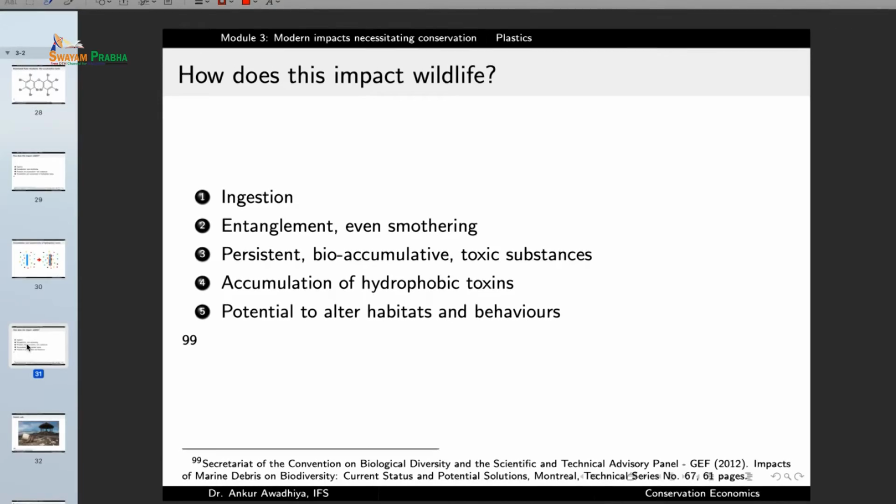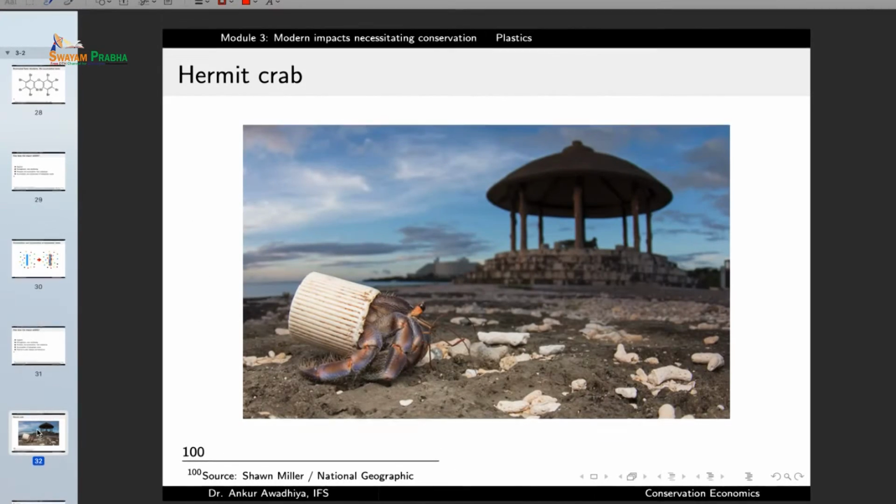Then they also have the potential to alter habitats and behaviors. The habitat, as we have seen, is the natural home or abode of an organism, and plastics have the potential to change the homes of animals. And once their homes are changed, their behaviors also change. So, for instance, this is a crab that lives on the beaches, and we have seen before that as much as 15% of the plastics get washed to the beaches. So now the habitat of this hermit crab is having plastics. Earlier, these hermit crabs did not ever observe a plastic, but now their habitats have these plastic pieces.